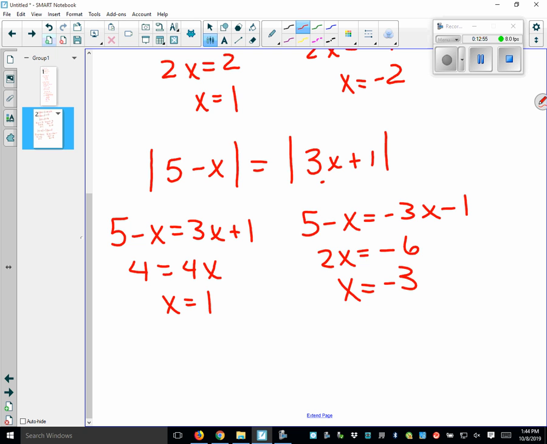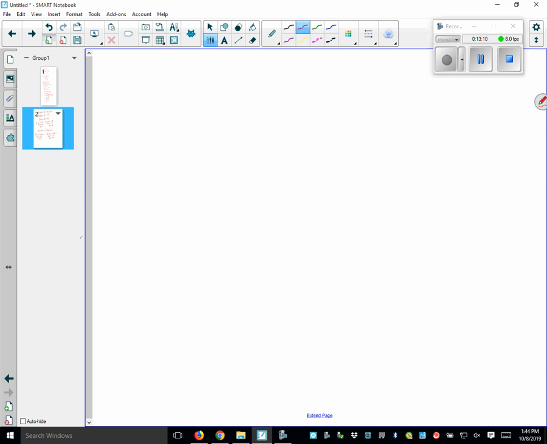You know what's really weird? I made both of those up and they both came out pretty numbers, no weird fractions. That's just luck. That is just pure luck.